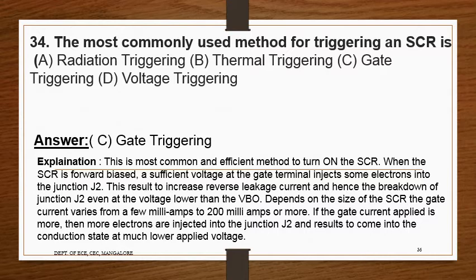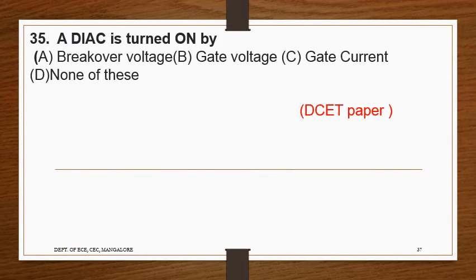A sufficient voltage at the gate terminal injects some electrons into the junction, say J2. This results in increased reverse leakage current and hence the breakdown of J2 even at a voltage lower than the VBO. It depends on the size of SCR. The gate current varies from a few milliamps to 200 milliamps or more. If the gate current is more, then more electrons are injected into the junction J2 and results in the SCR coming into conduction state at a much lower voltage.